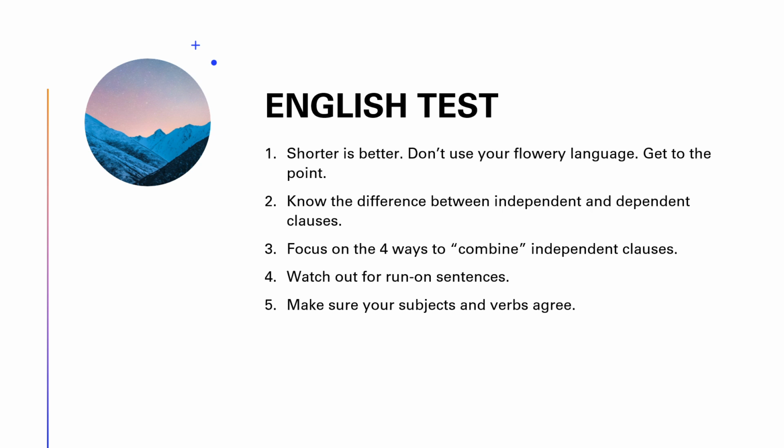The English test is going to talk about those run-on sentences a lot. Please make sure that you can tell when a sentence is a run-on and how to fix that run-on. And then the other thing that you need to make sure that you do is make sure that your subjects and your verbs agree, because that is important.